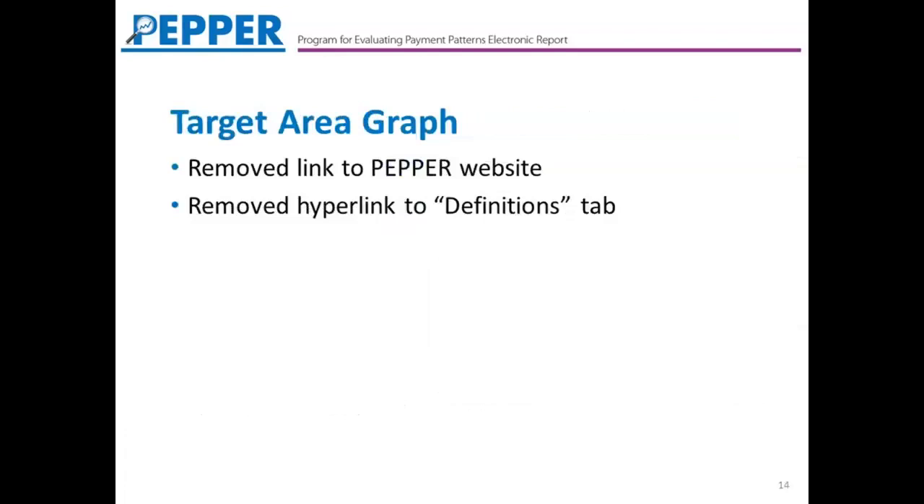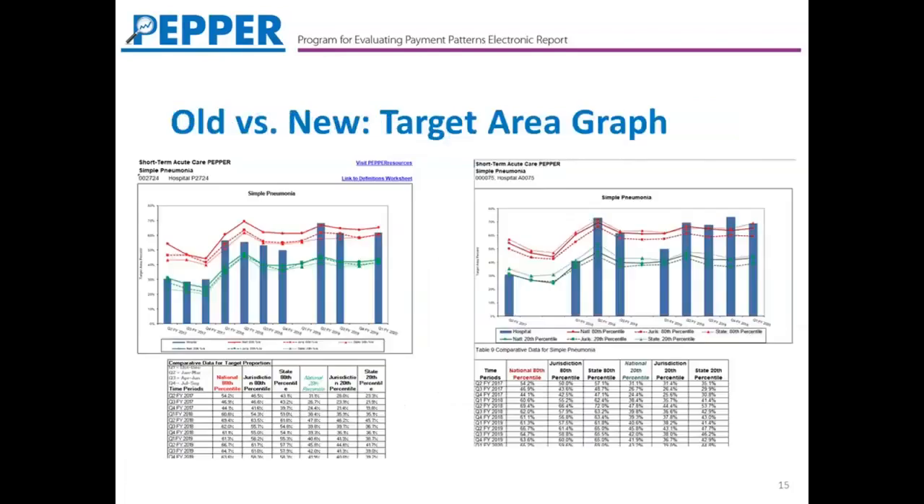In the target area graph worksheet, you will notice very slight changes here. We have removed the link again to the PEPPER website. We've removed that hyperlink to the definitions tab, but otherwise the report, this target area graph, is formatted in almost exactly the same way. It's a little bit bigger, but otherwise very small changes noticed there.